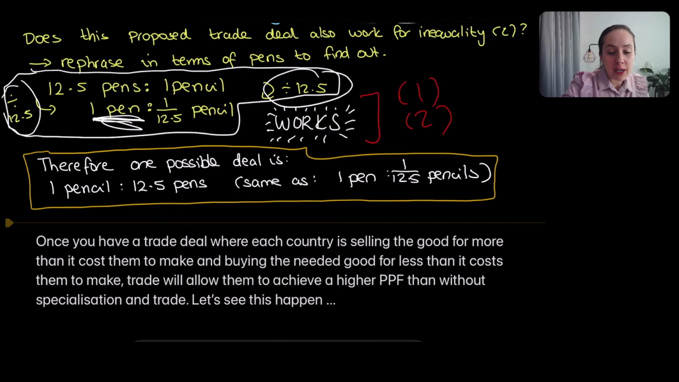And just to be so clear, this is just one deal. It looks like 2 different things because I'm going for 1 pen, 1 over 12.5 pencils, and I also phrase it in terms of 1 pencil, 12.5 pens. It's actually the same deal, just written in terms of the other good. So here we found one deal that makes country B want to sell their good and buy the other good, and country A want to sell their good and buy the other good too. So it's going to work.